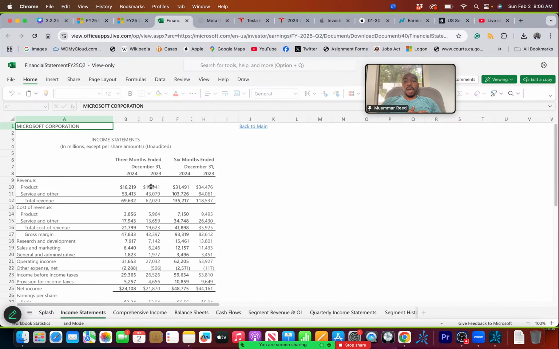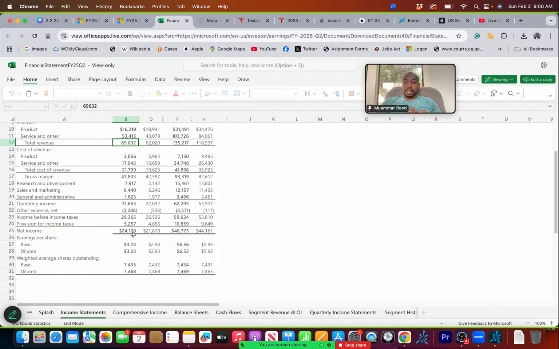right? Microsoft's product revenue is down, but its service revenue is way up. Its total revenue was up from last quarter of last year being 62 billion. Now it's 69.6 billion, right? Its net income is up from 21.8 billion to 24.1 billion. So if we're looking at Microsoft, Microsoft is growing as a company.